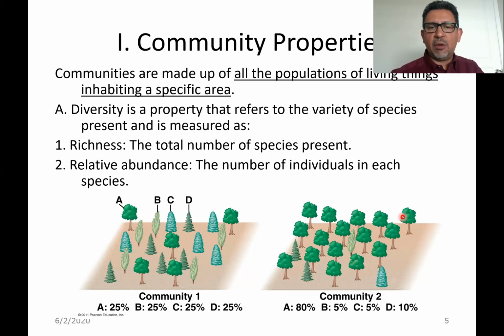There's going to be only one of these trees for species C, and there's going to be one of these trees for species B, and there's only two of the trees identified as species D. And so because most of the trees are just of one type, this community is not even.